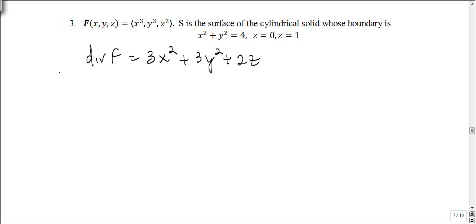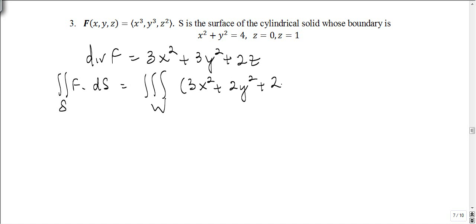Alright, set it up. The double integral over S of F dot dS is the triple integral over W of 3x squared plus 3y squared plus 2z dV. Okay, now it's not polar, by the way. We're in triple integrals, so it's not polar, it's cylindrical, right? Okay, so let's get our limits. So we're going to use cylindrical coordinates.